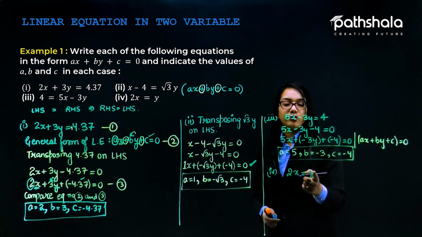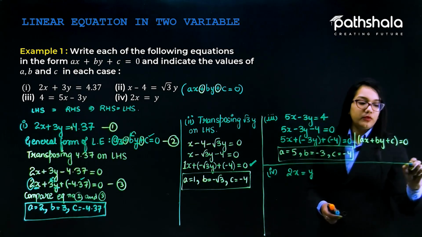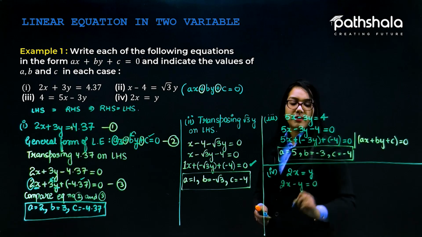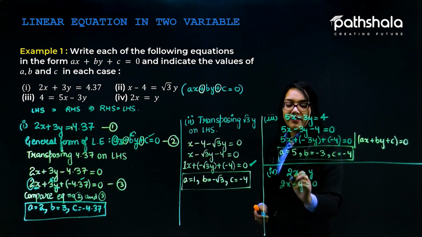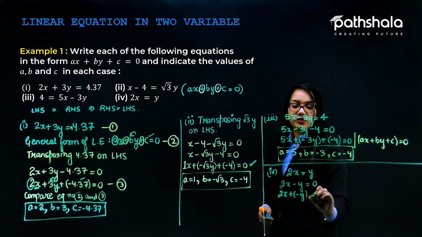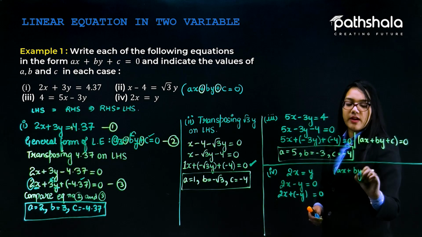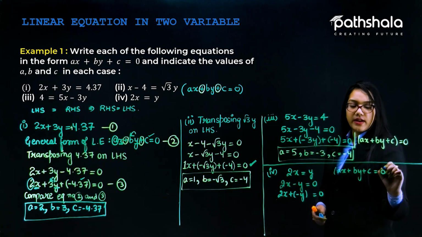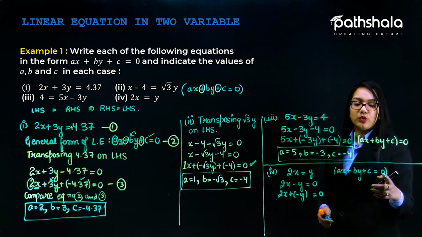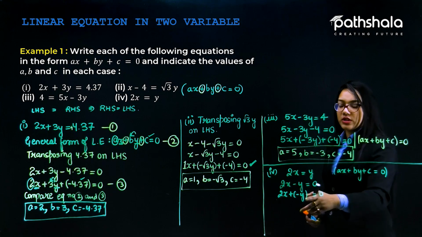So first of all, we have to take y towards the other side. So it would be like 2x minus of y is equal to 0. Furthermore, we can write this particular expression into the formation of 2x plus of minus of y is equal to 0. So as we can see over here, if I write the general equation as ax plus by plus c is equal to 0, we can compare this equation with this.